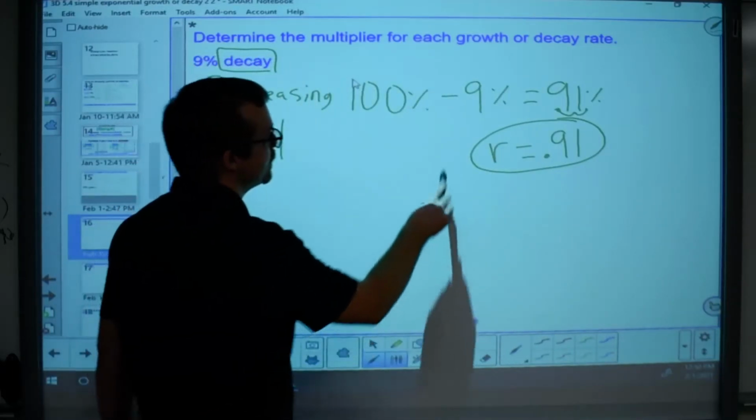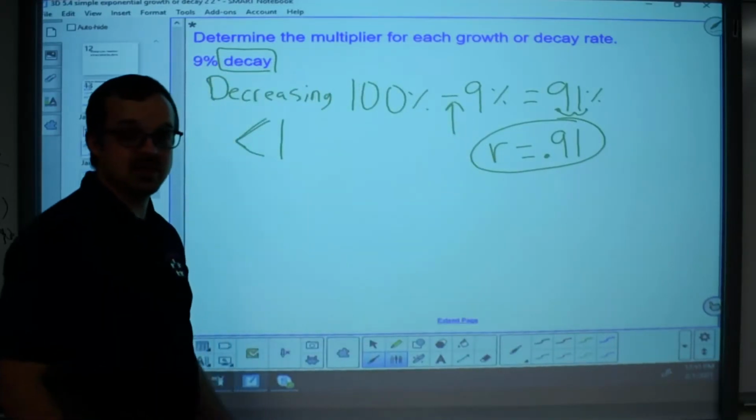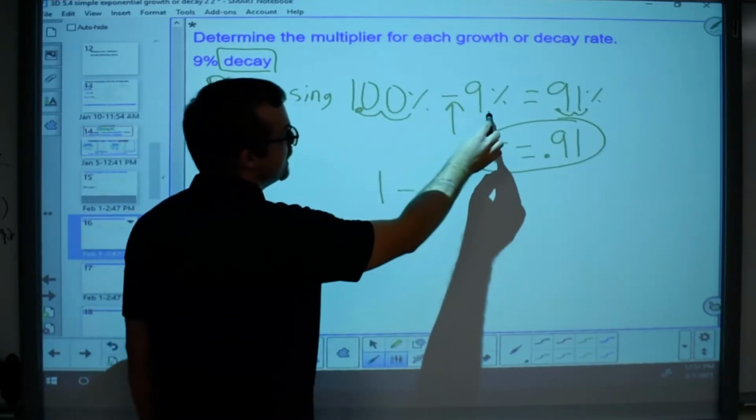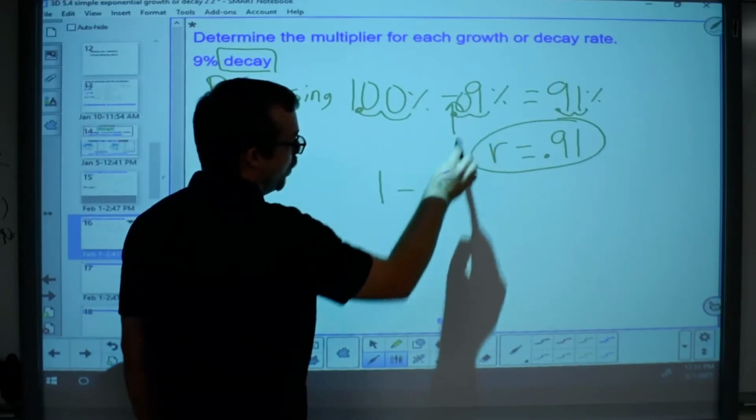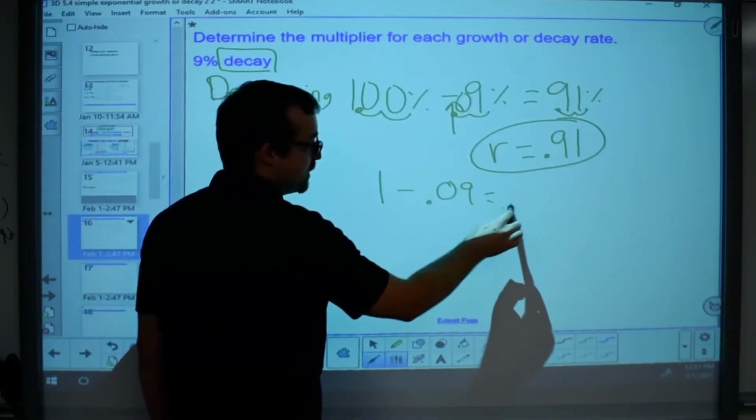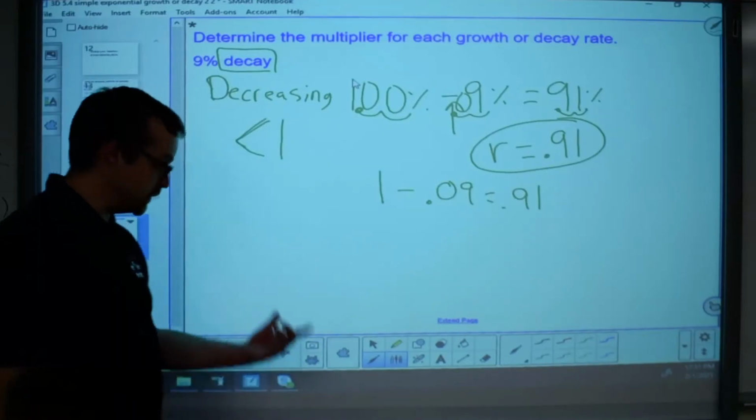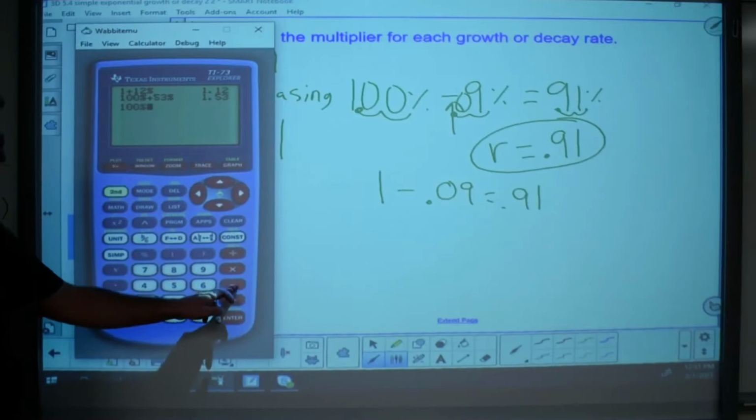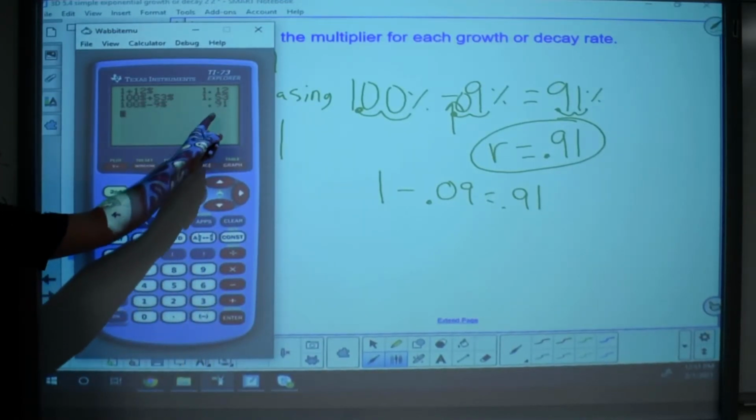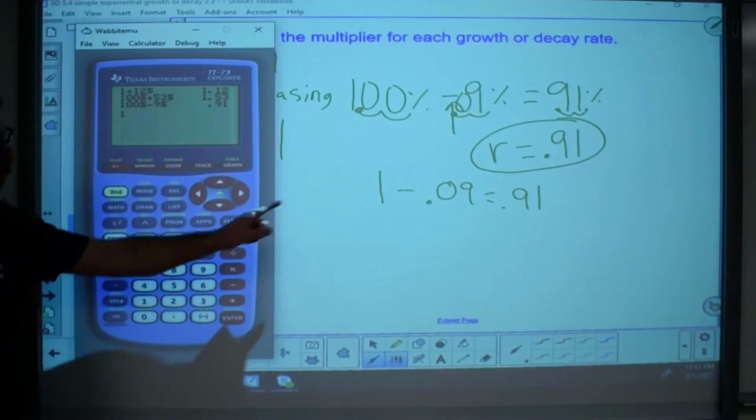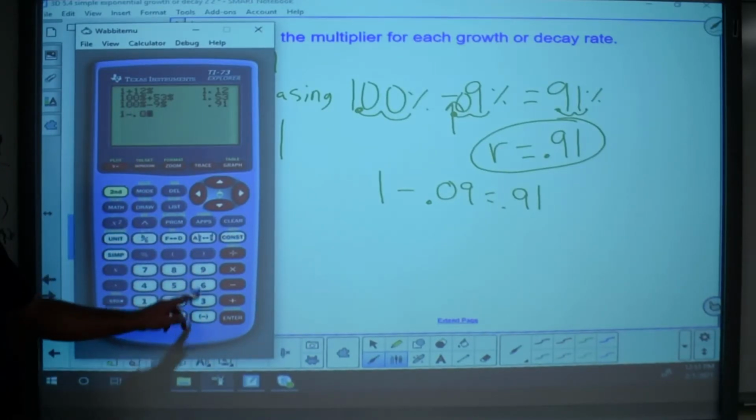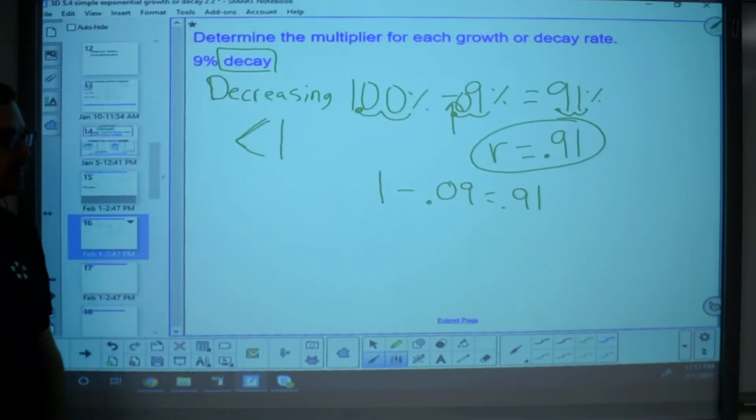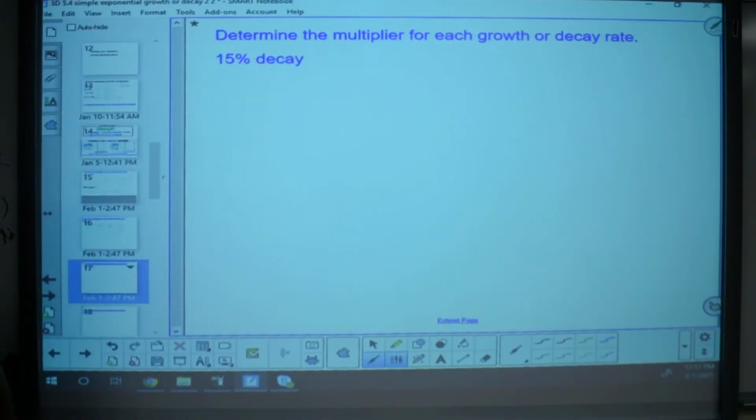The big change here is because we're decaying, we are subtracting. And this is the same thing as saying, right, we could convert this over to a decimal and say 1 minus, and move this over 2 decimals, 0.09, which does give us 0.91 still, right? You can do it in your calculator even if you want to. You could say 100% minus 9% gives us 0.91, or you could have said 1 minus 0.09, and that still gives us 0.91. Either way, our ratio ends up as being 0.91 in decay. So pause the video and try this one out.